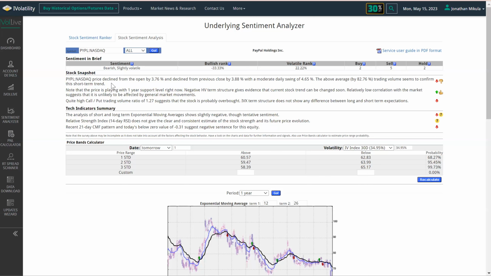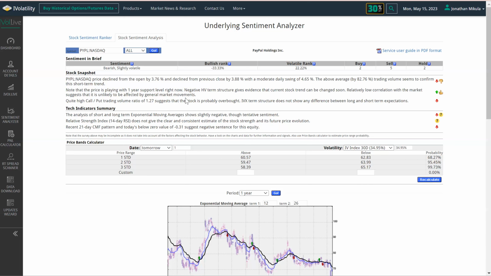And then here you'll see the first paragraph will tell you recent price action, which was a decline on the heels of earnings. The second paragraph will tell you where support and resistance is, and look at the historical volatility term structure to give you indicators of bullish or bearish. And then the third paragraph will tell you the call to put ratio. So at 127, it suggests the stock could be overbought.